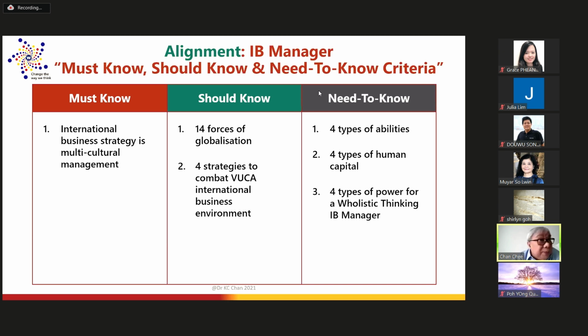They need to know the 4 types of abilities I just mentioned: integrate, implement, innovate, and improve. 4 types of human capital. They tell me, are you sure there's such a thing? Let's go through it after these few slides. And then 4 types of power. So an international business manager, if they don't have these 4 types of power, is not going to be very successful.